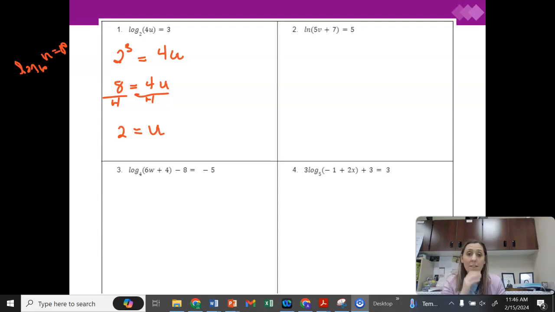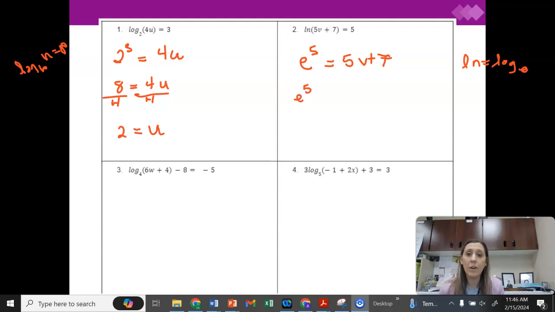That's it. Now this one's a little bit trickier, but we know that natural log equals log base e, so I know what my base is. I get e to the 5th equals 5v plus 7. Now this one's a lot harder to do without a calculator because e is a number, so we're just going to leave it as e to the 5th and not do anything with it.